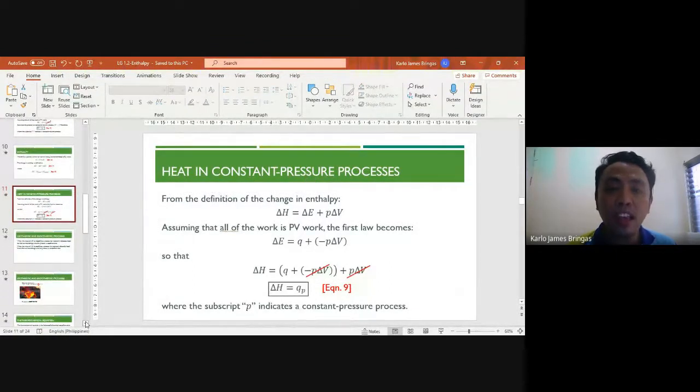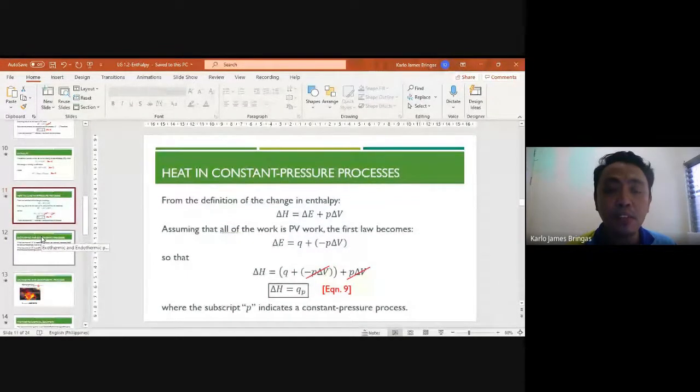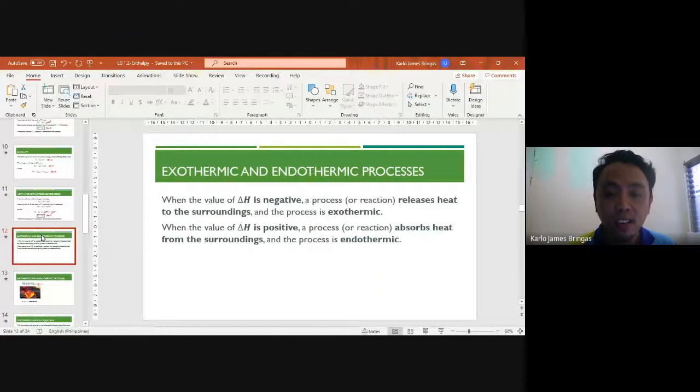Now, like our delta E, delta H could be positive in sign or it might also have a negative sign. So let's see what the significance is of a positive delta H sign and a negative delta H sign. So here is where we talk about exothermic and endothermic processes. Exo, it's releasing heat to the surroundings. And when you have an exothermic process, delta H is negative. On the other hand, when you have an endothermic process, the system is absorbing heat from the surroundings. So delta H is going to have a positive value.